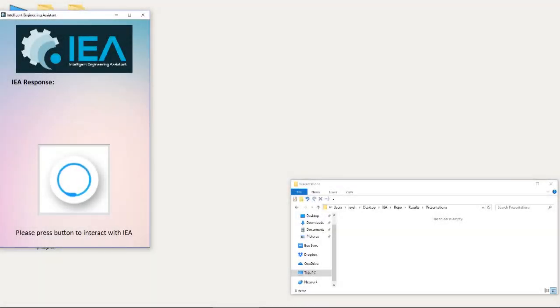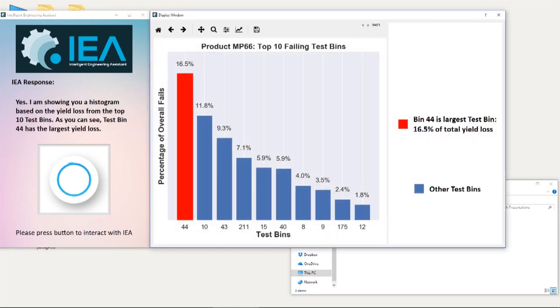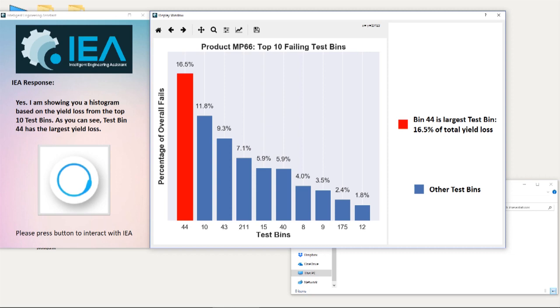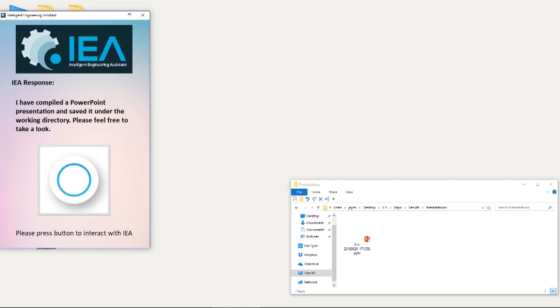Did you look at the yield from the perspective of a test bin? Yes. I am showing you a histogram based on the yield loss from the top 10 test bins. As you can see, test bin 44 has the largest yield loss. Please summarize your findings into a PowerPoint presentation. I have compiled a PowerPoint presentation and saved it under the working directory. Please feel free to take a look.